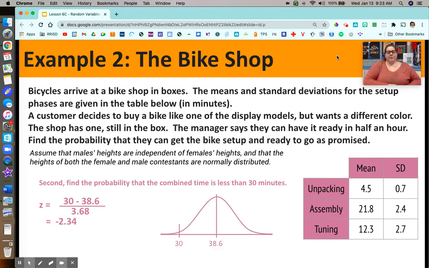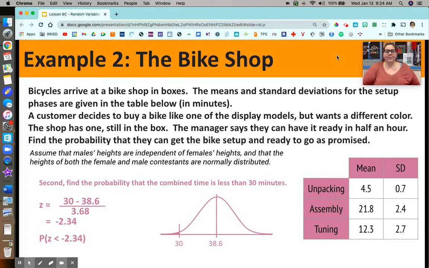So I'm going to draw my normal model. 38.6 is our mean, that goes right in the middle. The time that we are finding the probability for is 30, which is obviously less than, and we just found out it's 2.34 standard deviations less than, so it's pretty far down there. And then we are finding the probability that our combined time is less than 30 minutes, or the probability that our z-score is less than negative 2.34. So we would shade to the left on our lovely little normal model there.